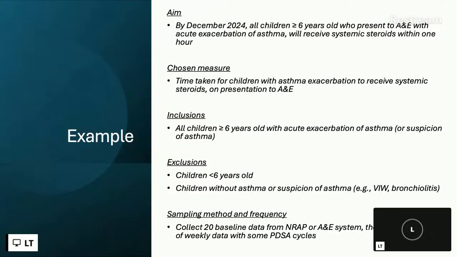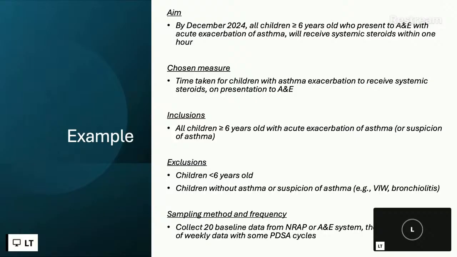By December 2024, all children more than or equal to 6 years old presenting to A&E with acute exacerbation of asthma will receive systemic steroids within an hour. That's the aim. My chosen measure: the time taken for children with asthma exacerbation to receive systemic steroids on presentation to A&E. Simple, not a lot of confusion.